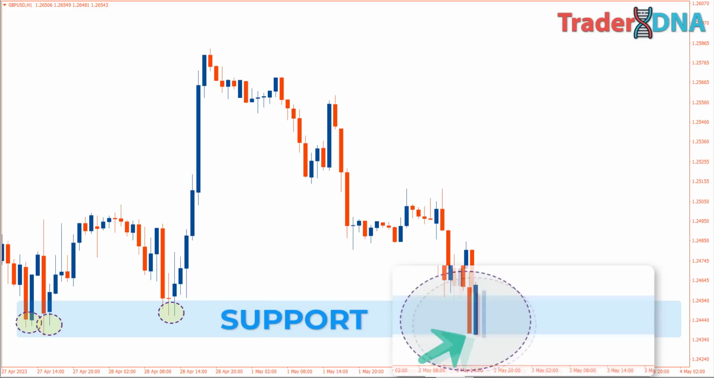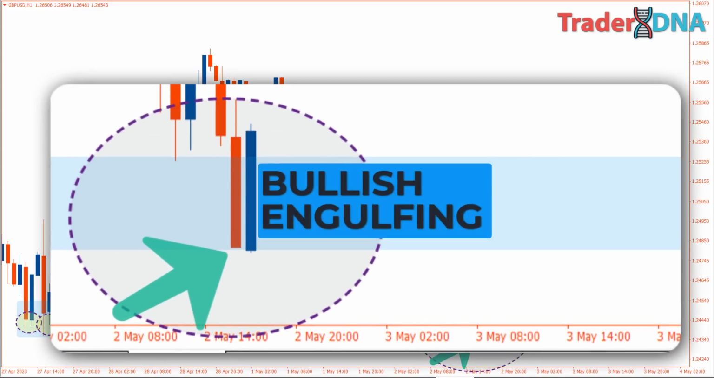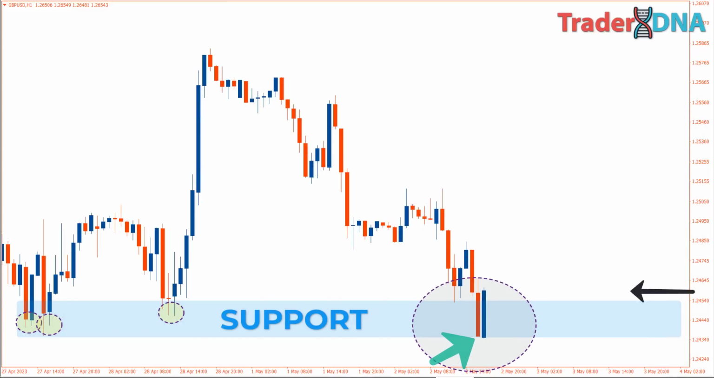Now, the next candlestick that the price shows us is a bullish engulfing candlestick, a big fat green candlestick at this support level. What does that mean? It means that there are a lot of buyers at this key support level, pushing the price up. This indicates that the price is unlikely to break below this strong support level, providing us with a second confirmation. Now that we have our two confirmations, I will enter for a buy right here.